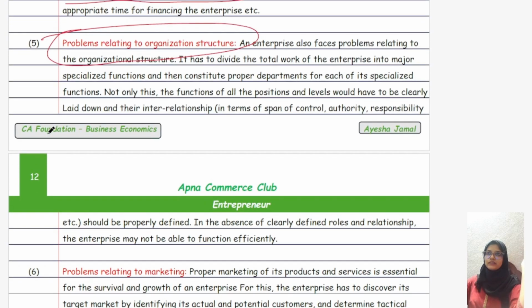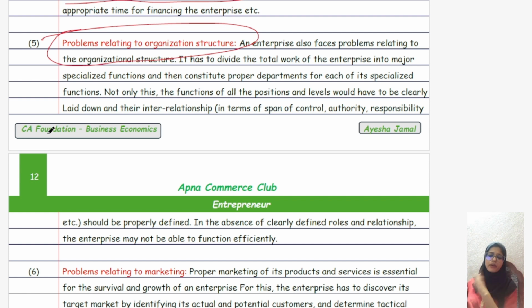Then problems relating to organization structure. See, as your firm grows, the number of people also grows in your firm, right? Because of the large number of people, you have to divide the people into departments, according to the areas and fields in which they are expert, where they are more comfortable, and have good knowledge and good experience. So you have to divide all the groups, and you have to continuously manage all the groups, all the departments.